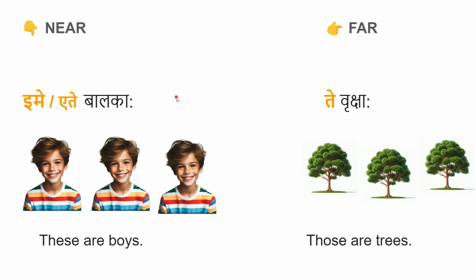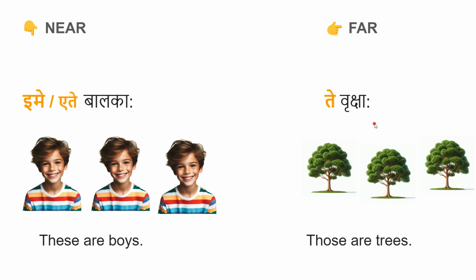For the plural, more than two, we use these forms. You can say ime balakaha, ime balakaha, and ete balakaha, ete balakaha. These are boys. And for more than two far away things, we use te vrikshaha, te vrikshaha.